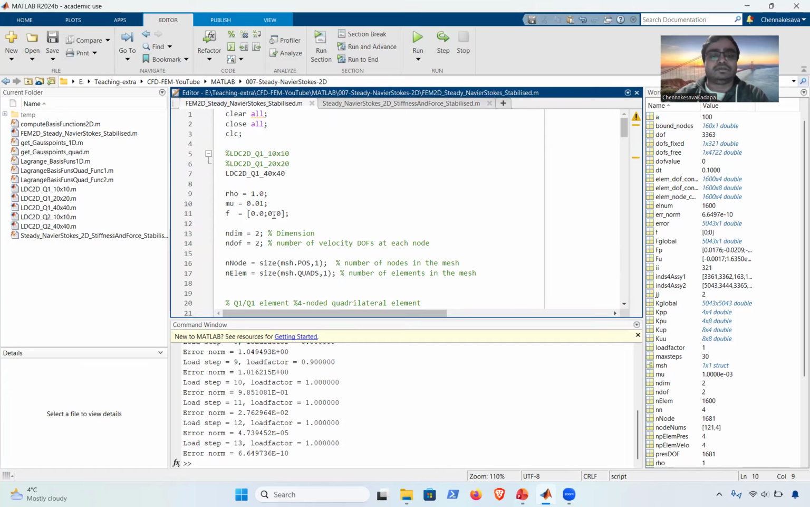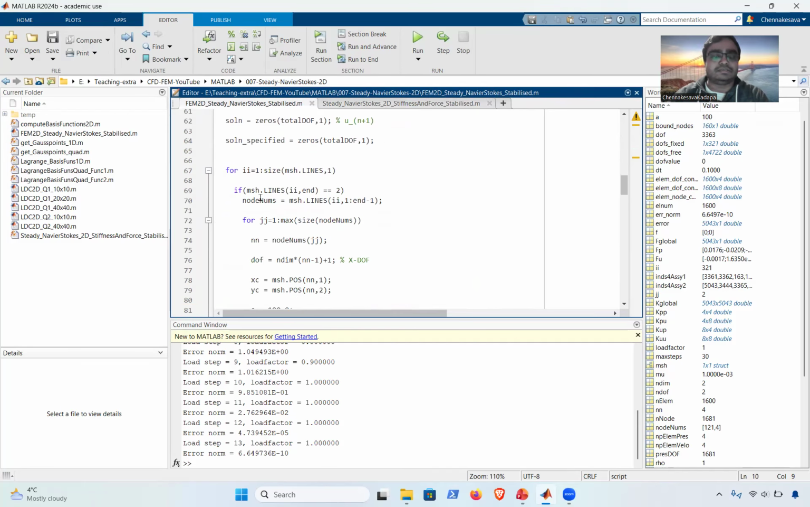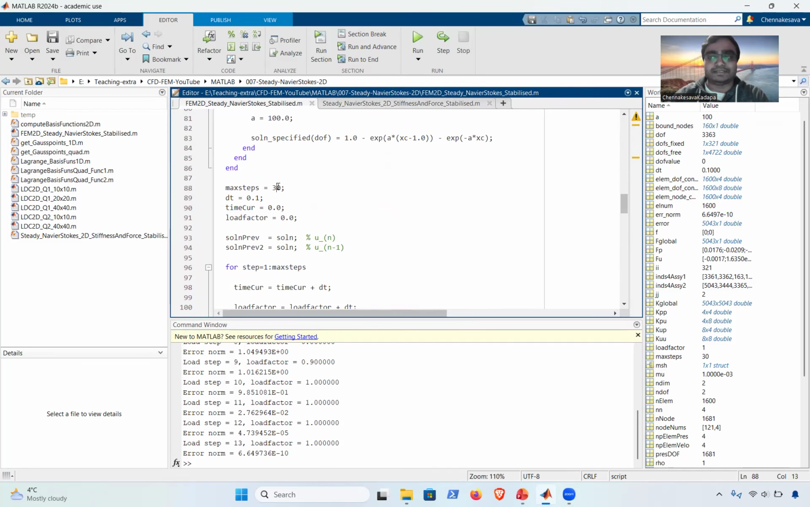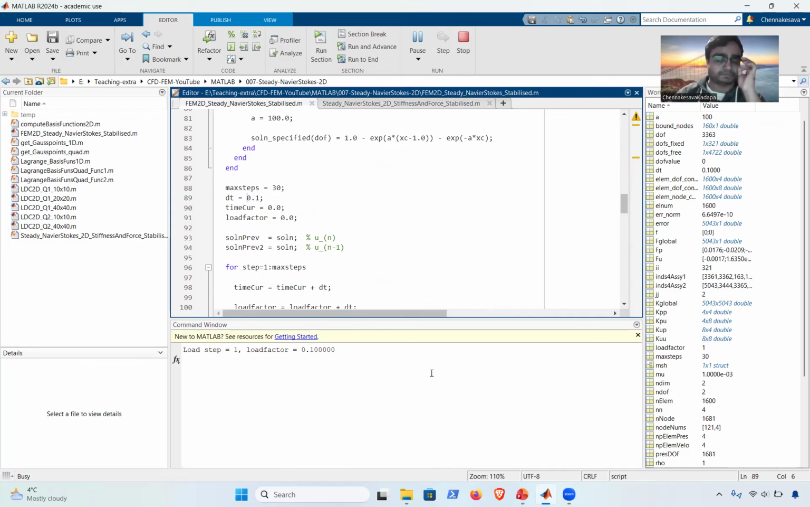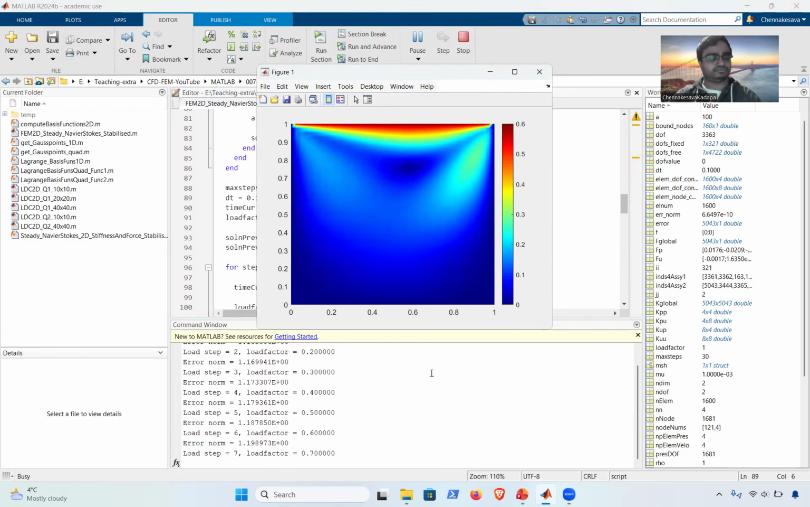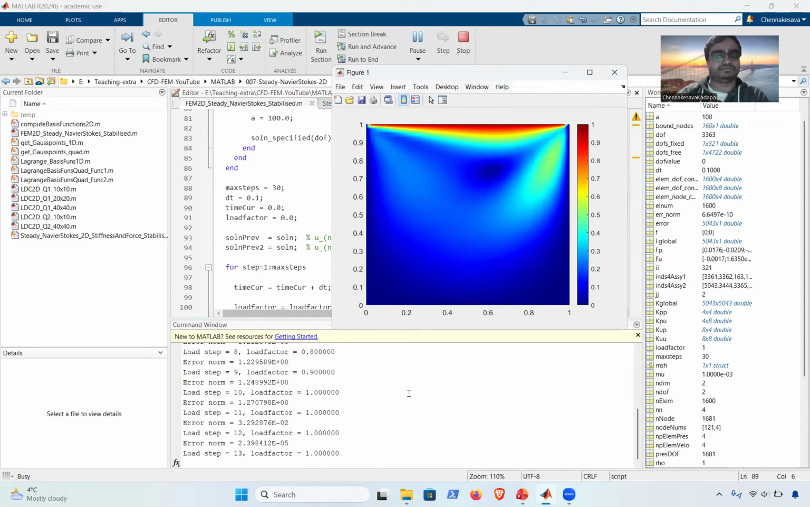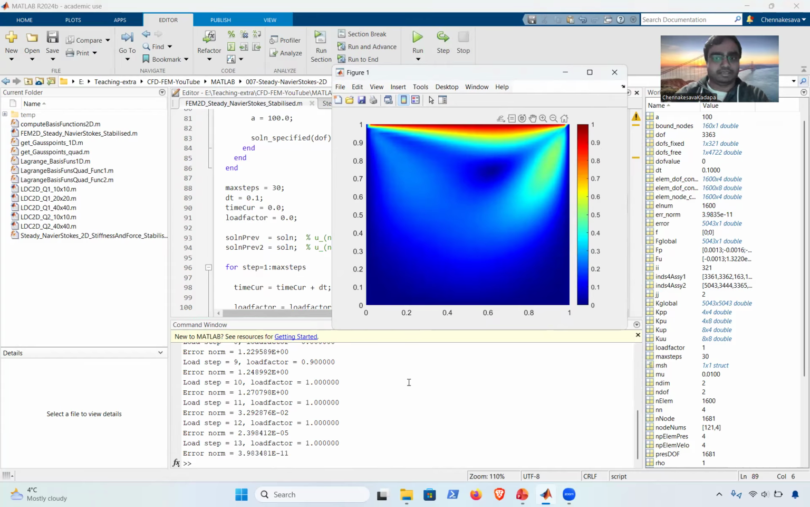First I run it for a Reynolds number of 100, and the other things remain the same: maximum load steps of 100, time step of 0.1. Okay, run it. There is no divergence here.